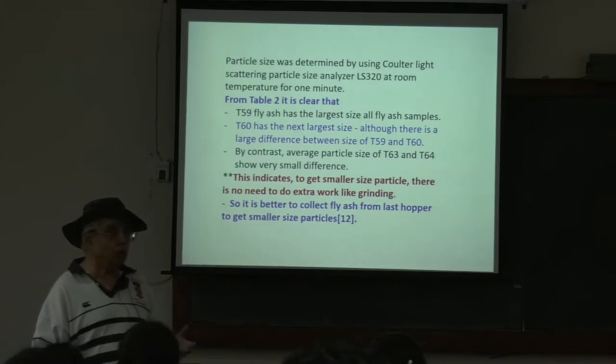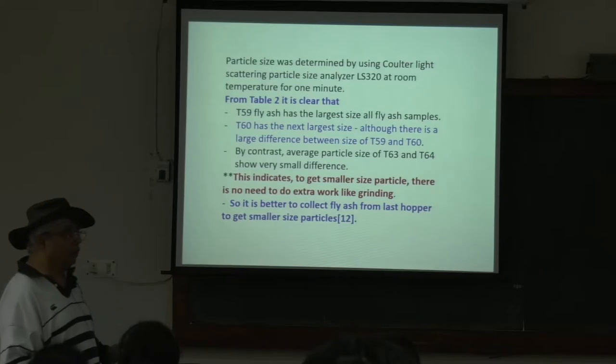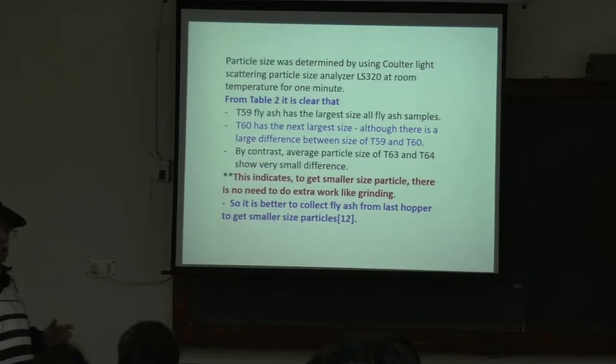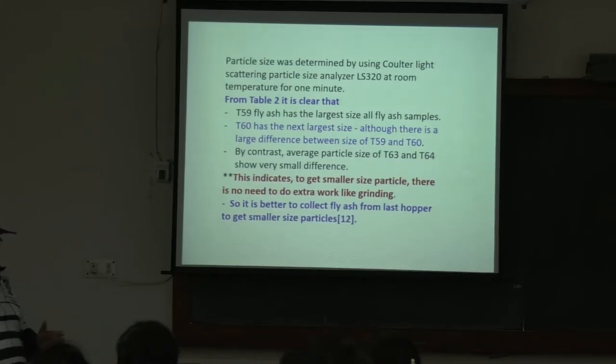But sometimes, depending on what kind of applications you are making, if you're going to use it in cement and things like that, maybe the large particle sizes are quite all right, okay? That's why when we did this work, we went to Cement Australia Brisbane, and we said, we'll take fly ash from your different power stations. And that is why this journal, Fuel, accepted this paper, because we started from very fundamental aspects and it's a very uncommon type of work. So it's better to collect fly ash from the last hopper to get smaller particles, particularly in this one.